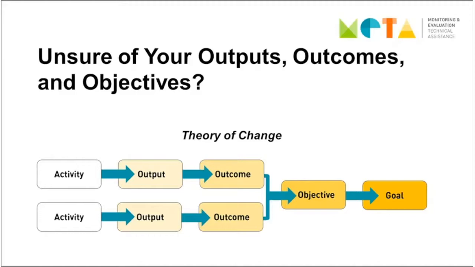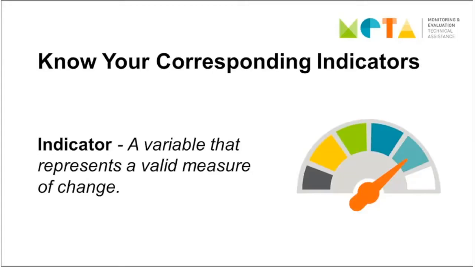So once you know your outputs, your outcomes, your objectives, you also need to know your corresponding indicators. Each of those outputs, outcomes, objectives is telling us what we're trying to achieve, but each of those things should be measurable, and the indicator is the variable that tells us whether or not we achieved it. So the objective is saying what are we aiming for, and the indicator is saying how do we actually track that. So a variable that represents a valid measure of change.